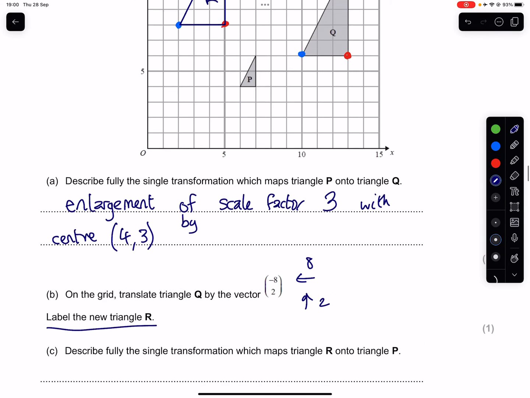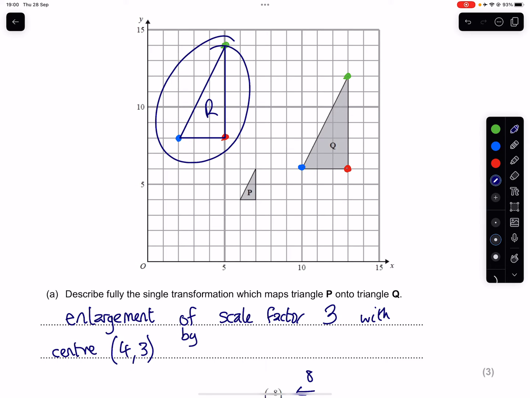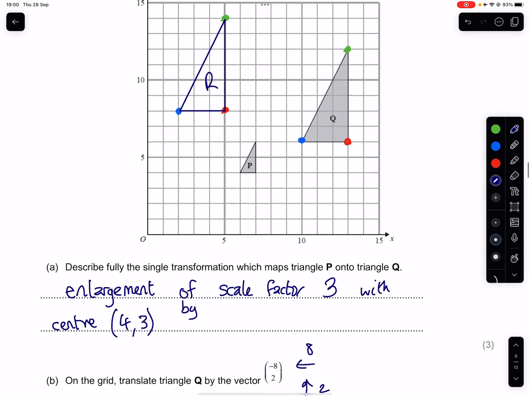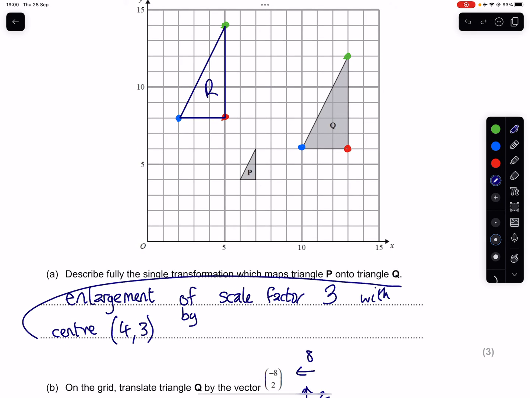And then lastly, part C. Describe fully the single transformation which maps triangle R onto P. So R onto P, that's this R is going to go onto P. So the fact that they're different sizes means that we're going to be doing enlargement, but enlargement also includes when you make something smaller. Our triangle R is definitely bigger than our triangle P, and a clue for how we go about this is it's going to be kind of the opposite of the enlargement we had in part A.